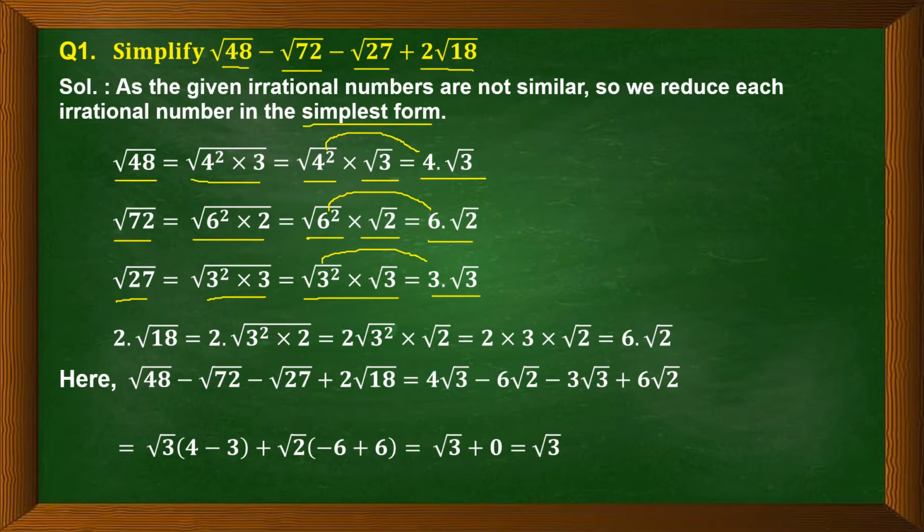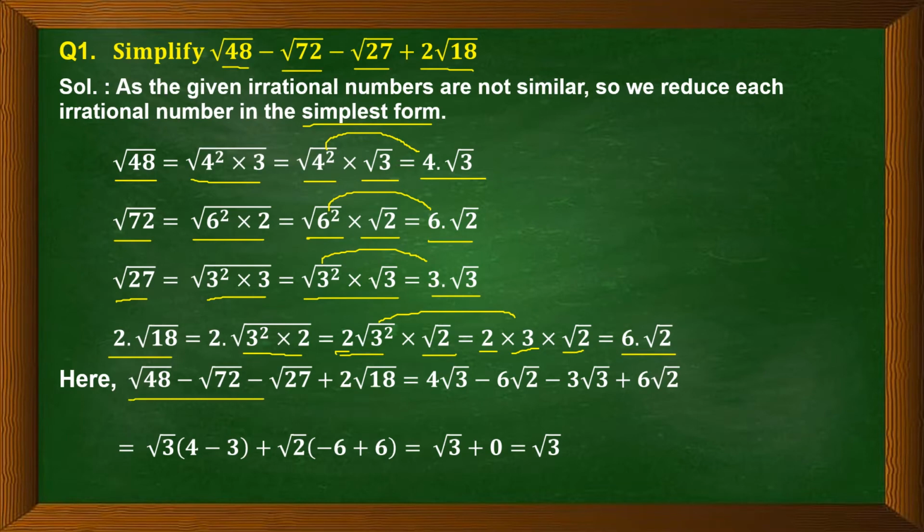Now further we have 2 into root of 18. 18 is 9 into 2. 9 can be written as 3 square into 2. Over here let us split it, so 2 into root of 3 square into root of 2. Now root of 3 square is 3 and we already have 2, so 2 into 3 into root 2. 2 into 3 is 6, so 6 root 2 is the simplest form.